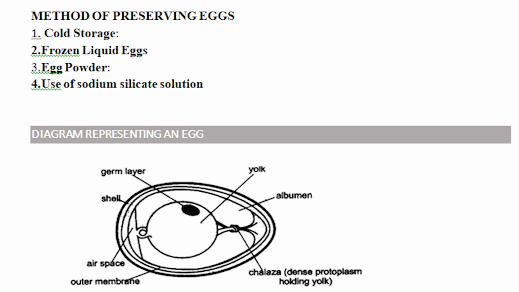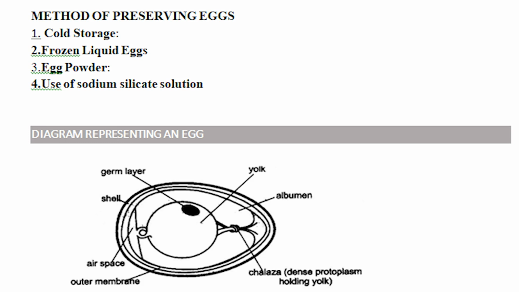Number one, cold storage. Number two, frozen liquid eggs. Number three, egg powder. Number four, use of sodium silicate solution. On the screen is a diagram representing an egg. Students must learn how to label the parts and also state the functions of the parts.